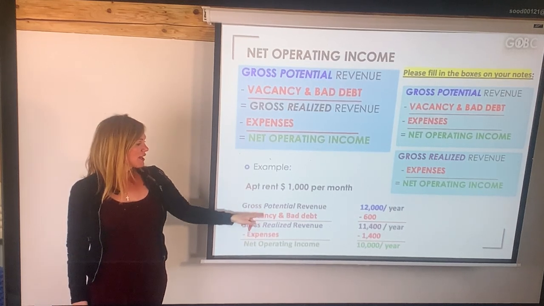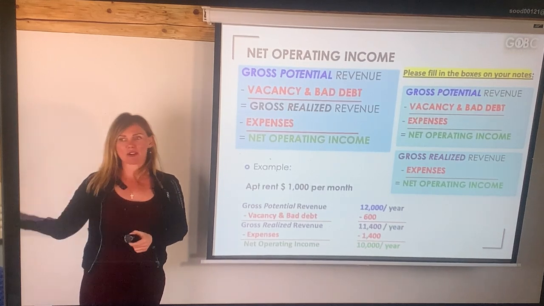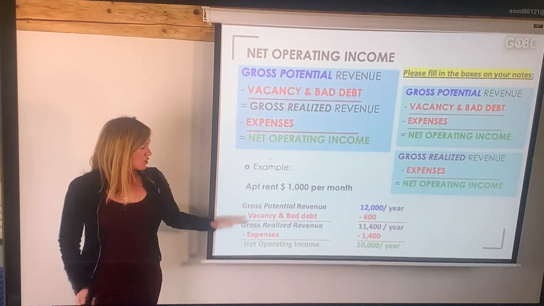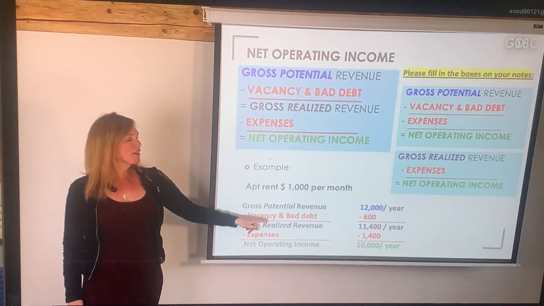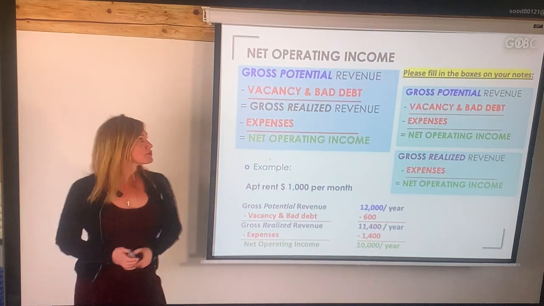So in this case, if I say that my vacancy and bad debt was $600 per year, that means I lost $600. I could have rented for a couple of days here and there, that's out of my pocket. So then it will take me to the gross realized revenue. Realized revenue comes only after that vacancy and bad debt, right? So now I know that I made $11,400 for the whole year. But I'm not done yet.